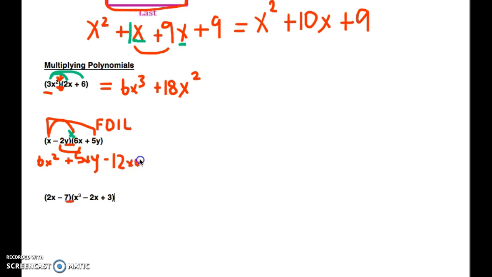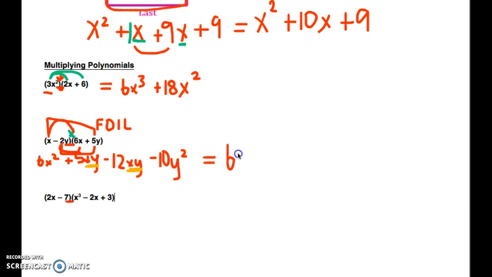And then lastly, I'll do my last terms. My negative 2y times a positive 5y is a negative 10y squared. Okay, so looking at this problem, it looks like I have some guys in the middle that have the same last name. They have a 5xy and a 12xy. They have the same last name, so that means I can combine them.